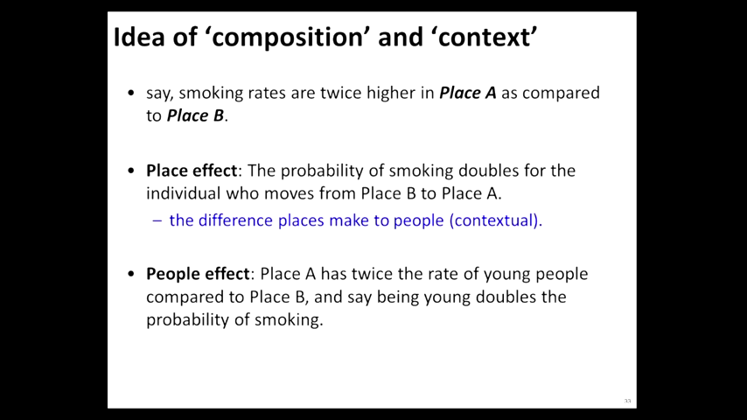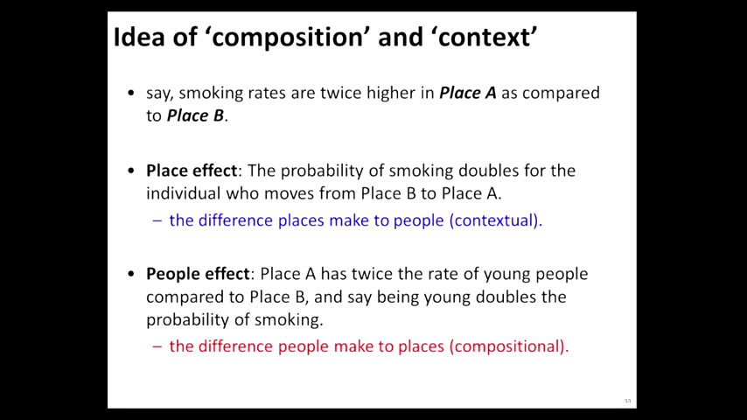So let's say place A has a higher smoking rate than place B, but place A also has a lot more young people than place B, and we know that being young doubles your risk of smoking. If that's the case, then the place variation is not really due to anything about the place, but more about the composition of the place in terms of its age distribution, which has a strong association with an individual's probability of smoking.